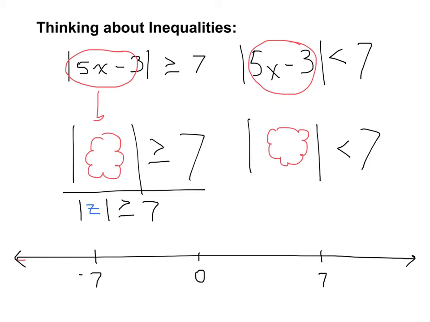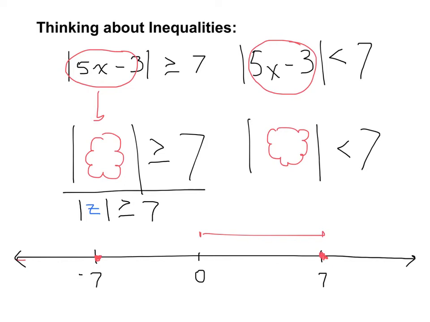Well, that's going to be true in several places on this number line. Where is the distance from 0 greater than or equal to 7? Well, it's equal to 7 here, quite clearly, because it's 7 units away from 0, right? This distance is equal to 7. But then we also just learned it's equal to 7 there at negative 7.